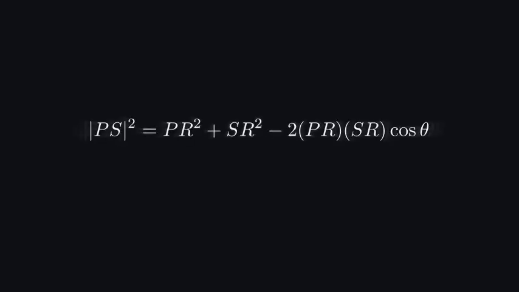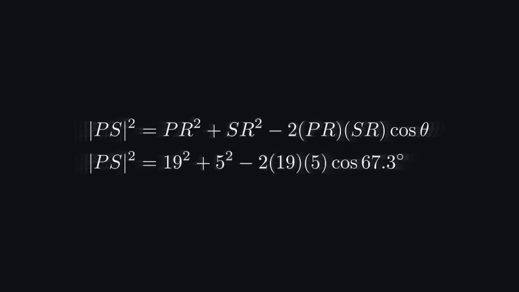Length of PS squared equals PR squared plus SR squared minus 2, PR, SR, cos of theta. Length of PS squared equals 19 squared plus 5 squared minus 2, 19, 5, cos of 67.3 degrees.